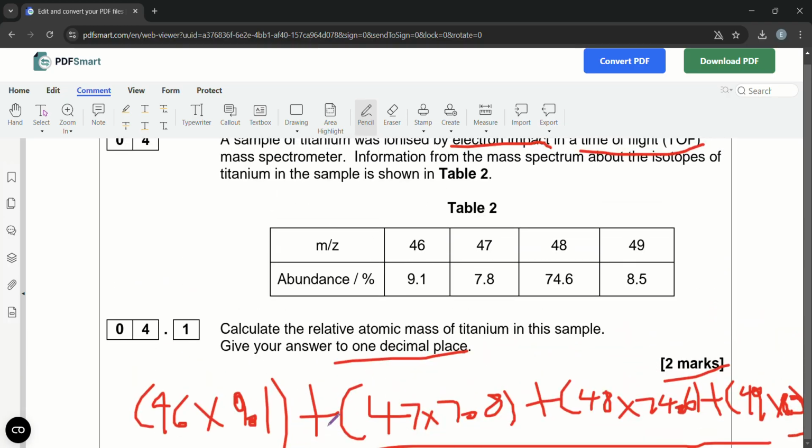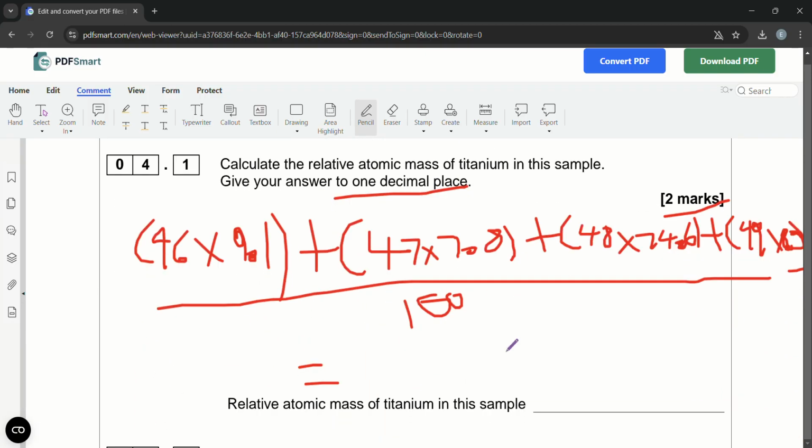46 times 9.1 plus 47 times 7.8 plus 48 times 74.6 plus 49 times 8.5, over 100, and we get, to 1 decimal place, 47.8.